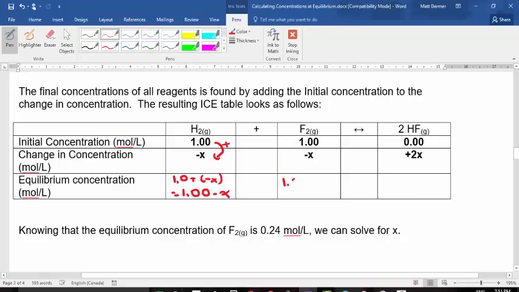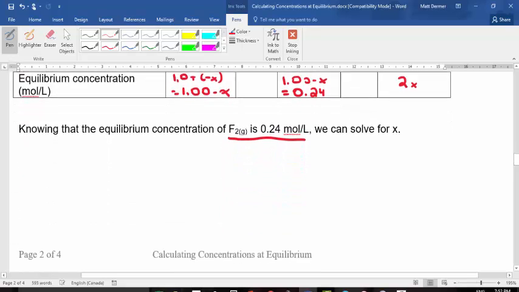So that'll be the same thing here. 0 plus 2X is just 2X. So that is a generic expression that we have for the equilibrium concentrations of everything. But now it's time to actually figure out what the specific values are. And this is where the provided value of the equilibrium concentration of fluorine gas comes into play here. We know what the concentration of fluorine gas at equilibrium is. We know it's 0.24. So I know that this value here is equal to 0.24.